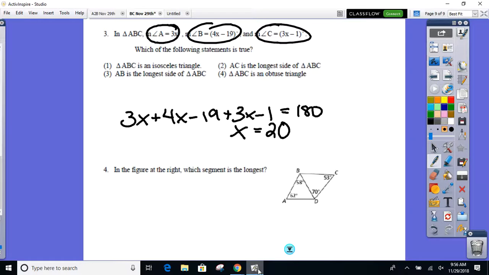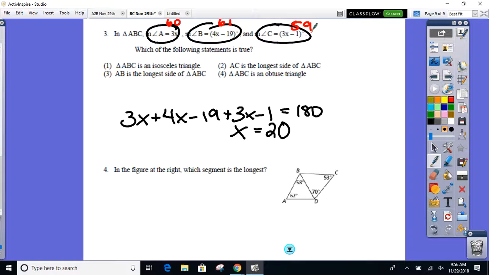Here you go, ready to roll here. What's angle A if x is 20? 60. Keep going along here with me. Plug in x for angle B. 61, and for angle C. All right, everyone. So I got 60, 61, and 59.